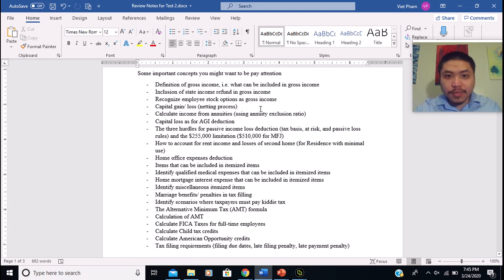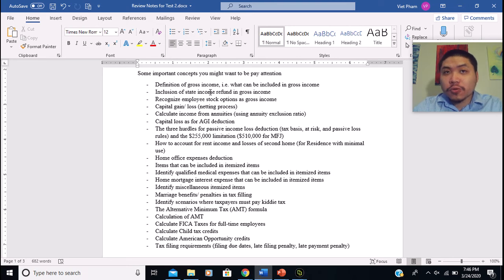So here are some of the topics that you may want to pay close attention to. Okay, let's start. The first one is the definition of gross income. We talked about this in chapter 5, the chapter that heavily focused on the items that we can include in gross income, and the items that we cannot include in gross income. Make sure you know what can be included and what cannot be included. For exclusion items, we cannot include them in gross income.